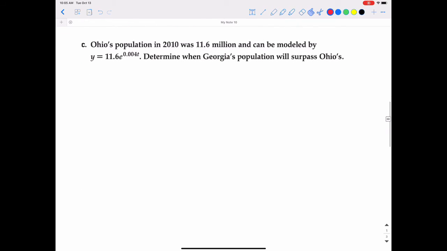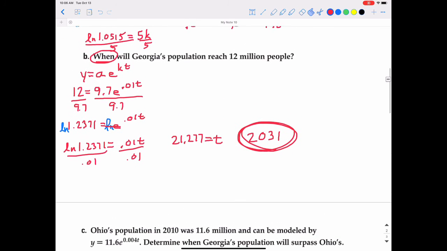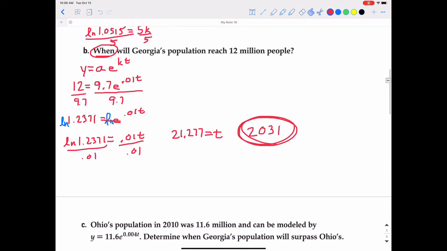And then part C, Ohio's population in 2010 was 11.6 million and can be modeled by y equals 11.6 e to the 0.004 t power. Determine when Georgia's population will surpass Ohio's population. So again, going to have to scroll back up to remember what the formula for Georgia's population was. And the formula for Georgia's population is right here. It's the 9.7 e to the 0.01 t power.